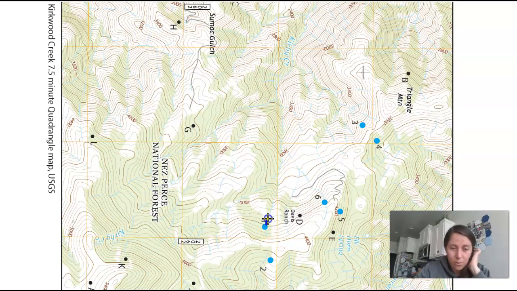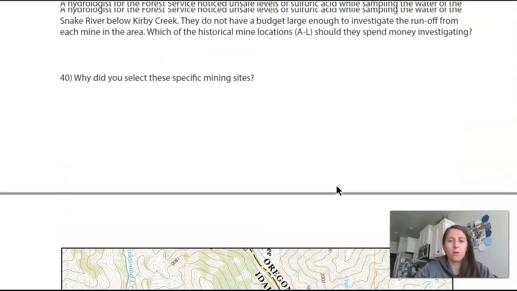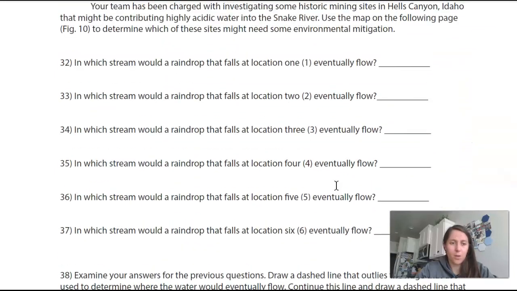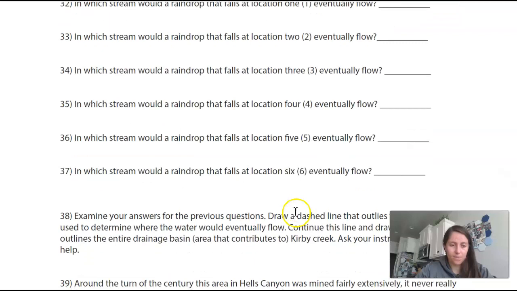You're going to drop your water here, and it's going to follow this channel, follow, follow, follow, and then eventually it's going to come into Kirby Creek. So that'll be the first answer for question 32. And you do the same thing for all of these different locations. So for location 2, 3, 4, 5, 6. Okay.